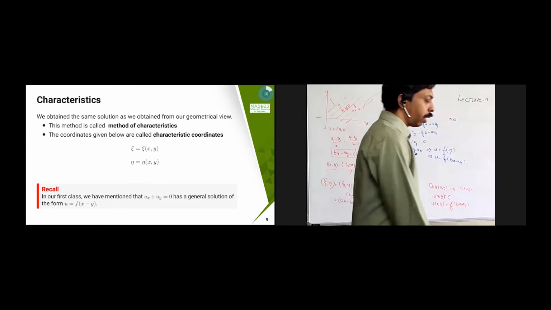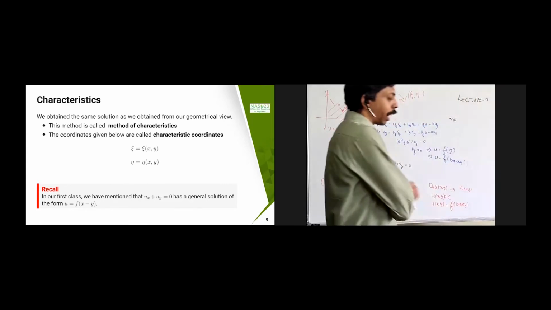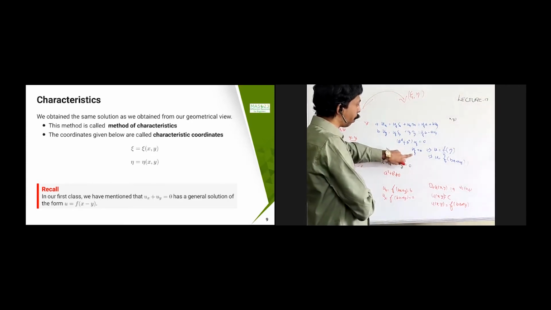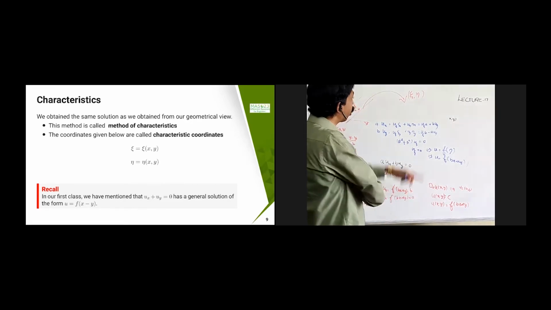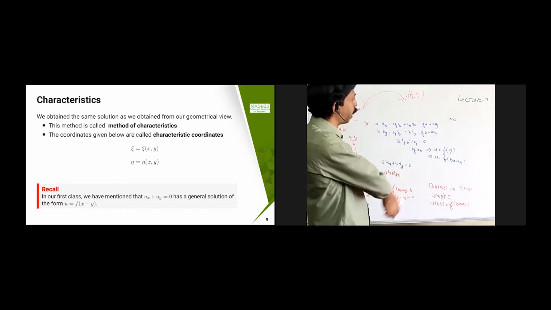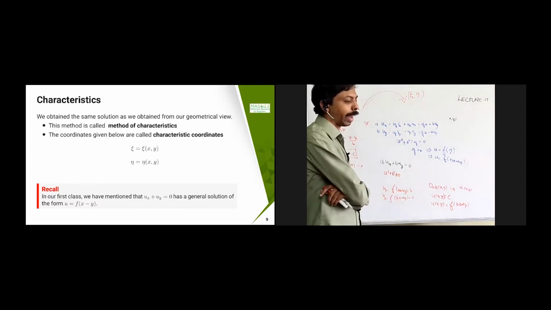So this method is called method of characteristics. The method which we described now, translating it into an ODE problem and then solving it: I have translated this into an ODE problem and then solved that problem. So that is called method of characteristics. And these coordinates, this chi and theta, are the new coordinates, which are called characteristic coordinates.